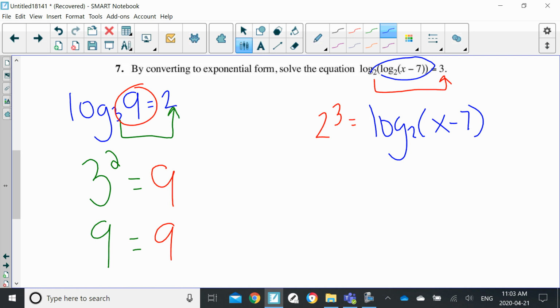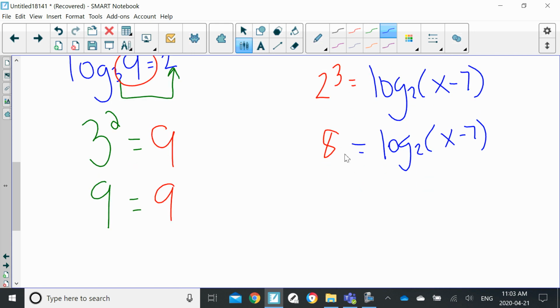So let's continue with this. 2 to the power of 3 is 8. And that is equal to log base 2 with this new argument. Okay, so now it's just like we're evaluating another log. So now I have base 2. So it's always the base to that power.